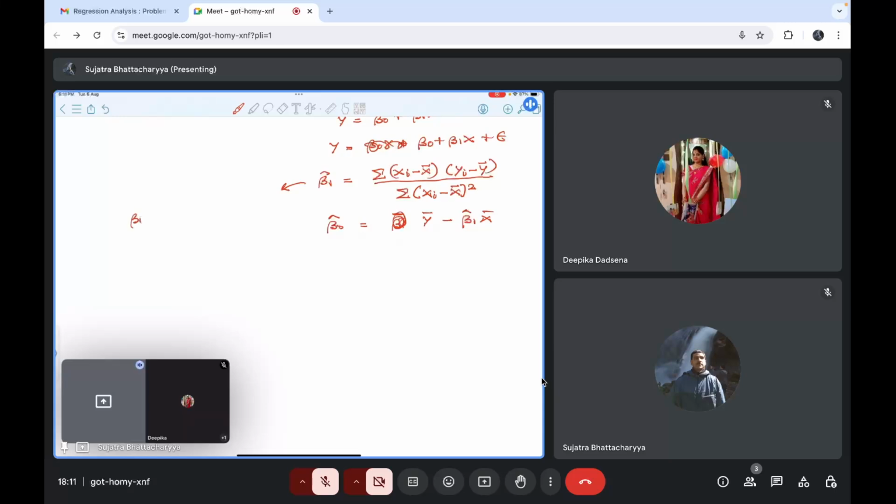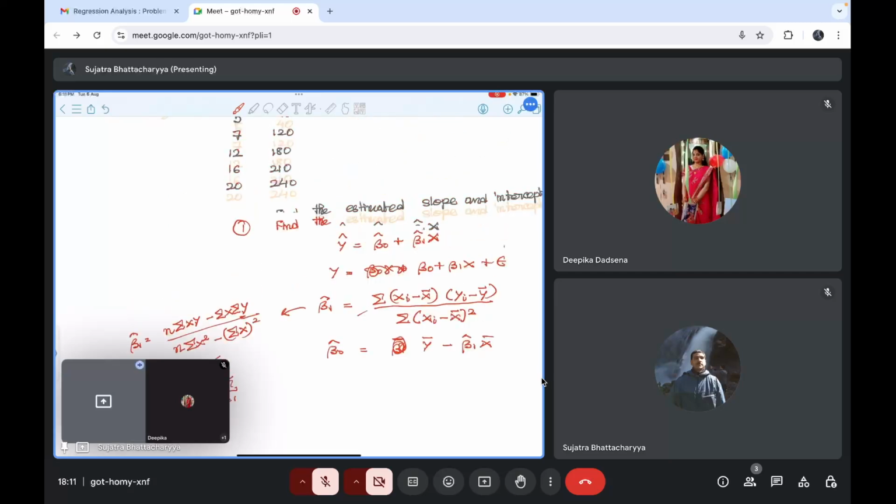Now there is another formula for beta 1 based only on the summations, not the bars. I showed you in the last class also that this can be written in another form. So both are similar. Beta 1 hat can also be written as n summation xy minus summation x summation y, divided by n summation x square minus summation x whole square. All summations are from i equal to 1 to n.